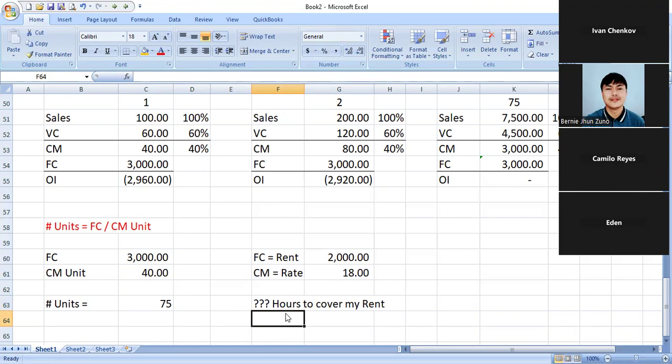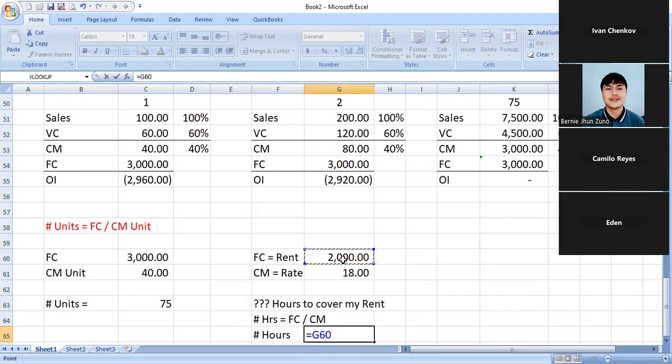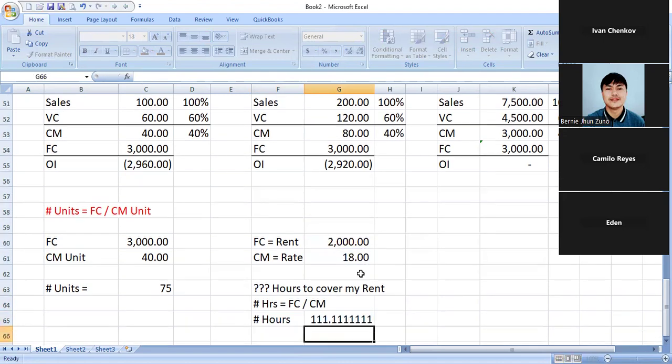So the number of hours will be equal to what? Your rent divided by the rate. Great. Or fixed cost divided by contribution margin, which in this case is the rate. So how many hours do we need to work? At this rate, you need to work 2,000 divided by 18, which is 112 hours.